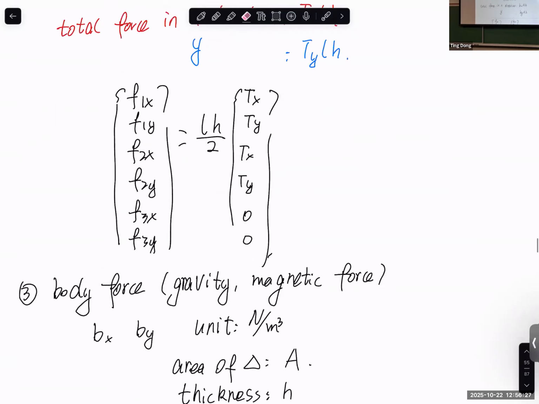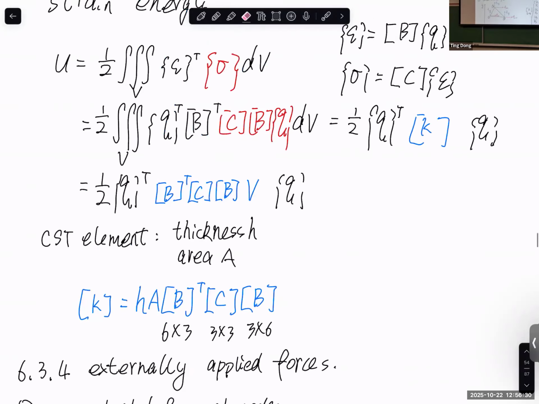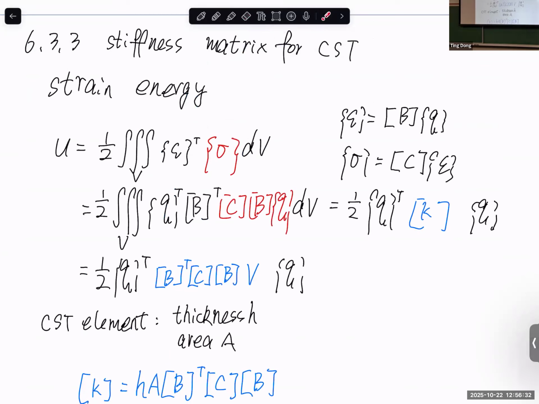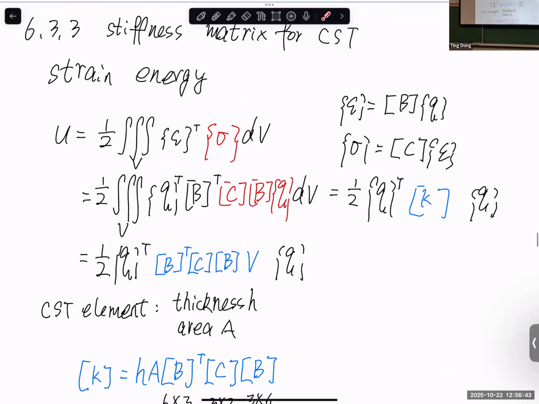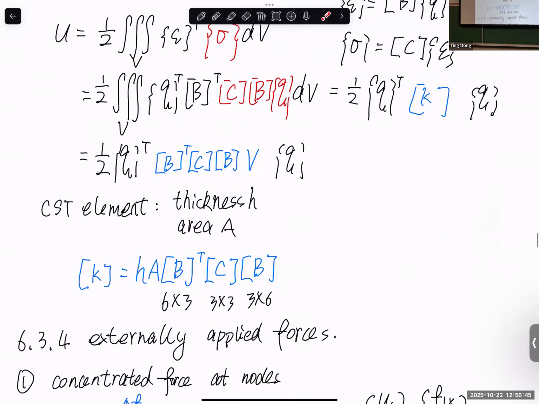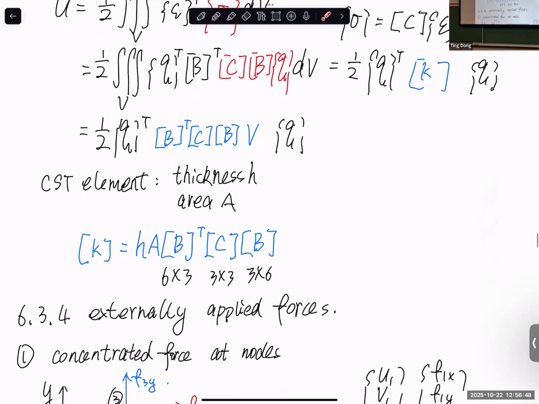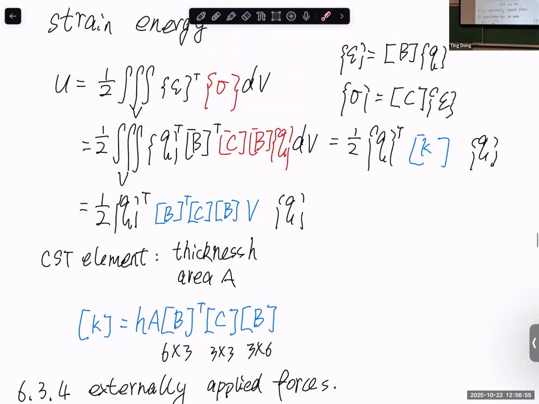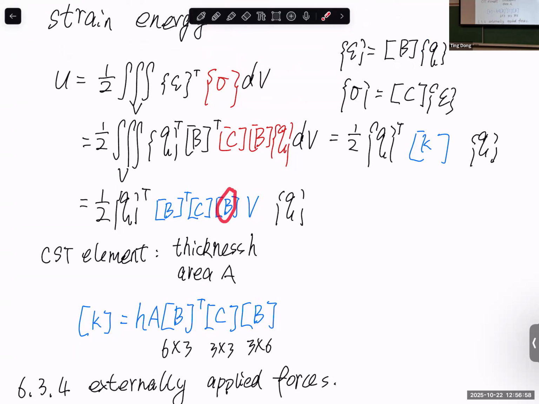So in the last class, we talked about the derivation of the stiffness matrix. Basically, we have the strain energy of the CST element, and based on the derivation, we separate this part, and this part becomes our stiffness matrix for the CST element. Since the CST element has 3 nodes, and each node has 2 degrees of freedom, displacement in X and displacement in Y, the whole element has 6 degrees of freedom. Mathematically, we can consider it this way: this is 3 by 6, so the transpose is 6 by 3. 6 by 3, 3 by 3, 3 by 6, so it should be a 6 by 6 matrix.